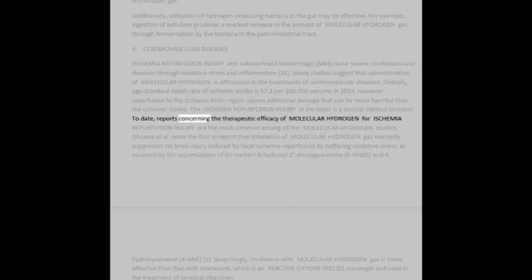To date, reports concerning the therapeutic efficacy of molecular hydrogen for ischemia-reperfusion injury are the most common among all the molecular hydrogen studies. Osawa et al. were the first to report that inhalation of molecular hydrogen gas markedly suppresses rat brain injury induced by focal ischemia-reperfusion by buffering oxidative stress, as assessed by the accumulation of its markers 8-hydroxy-2'-deoxyguanosine, 8-OHdG, and 4-hydroxynonenal, 4-HNE. Surprisingly, treatment with molecular hydrogen gas is more effective than that with edaravone, which is a reactive oxygen species scavenger used in the treatment of cerebral infarction.